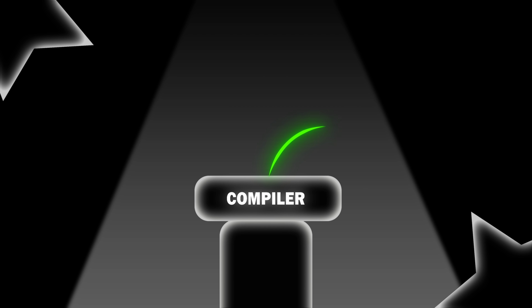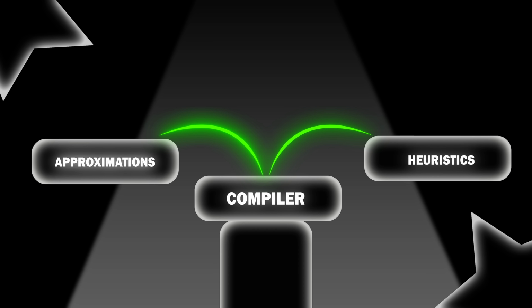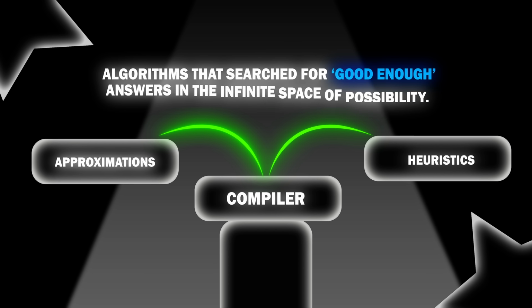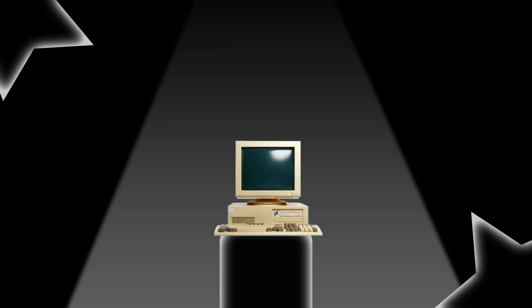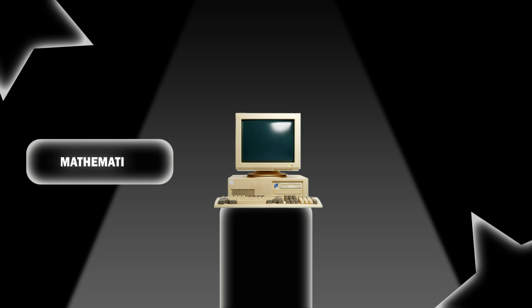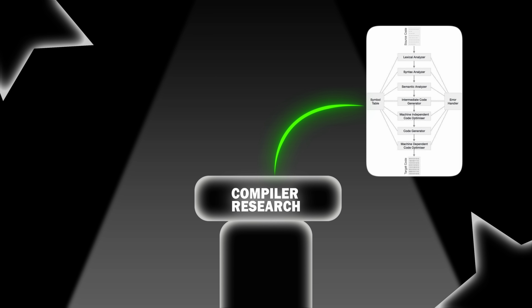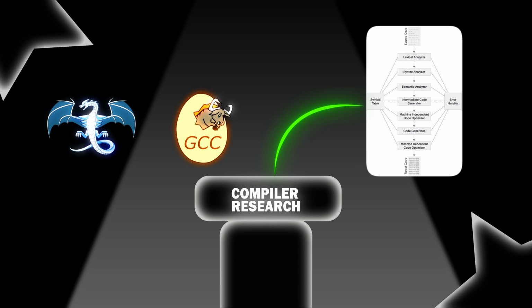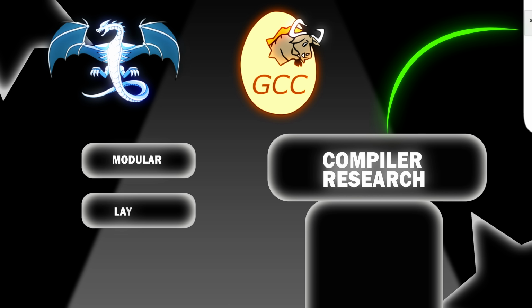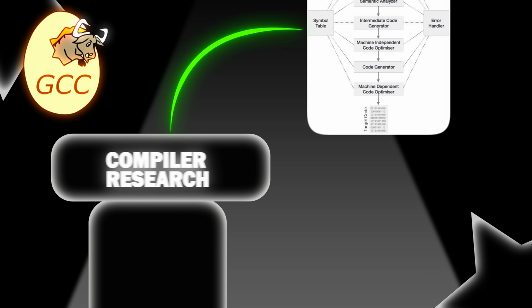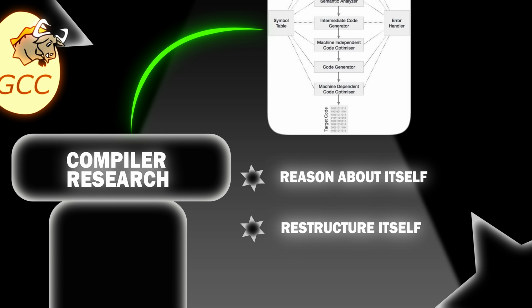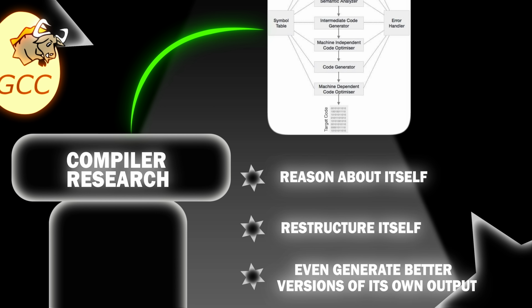Instead, compilers relied on heuristics, approximations, algorithms that searched for good enough answers in the infinite space of possibility. This was the new face of computing. A domain where mathematics met pragmatism, and beauty was measured in efficiency. By the 1980s, compiler research had matured into architecture. Systems like LLVM's ancestors and GCC embodied decades of accumulated logic. The compiler had become modular, layered, and deeply introspective, a system that could reason about itself, restructure itself, and even generate better versions of its own output.